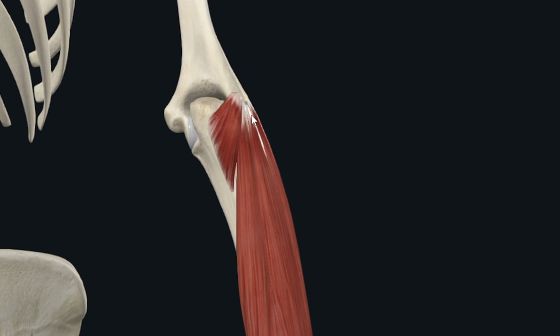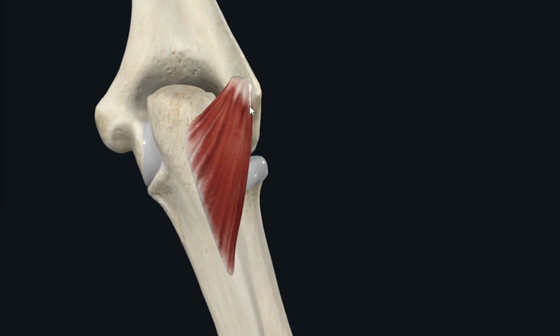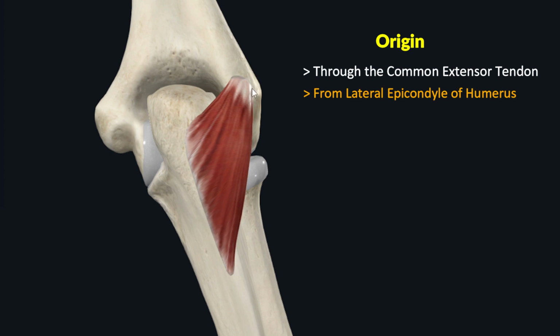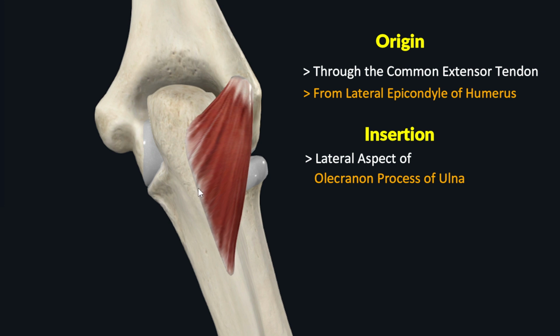And now we will move towards the fifth and the last muscle of the superficial layer of posterior forearm, and that's the anconeus muscle. So this is a very short and simple muscle, and it has got the same origin as the other superficial muscles of posterior forearm, and so it originates through the common extensor tendon from the lateral epicondyle of the humerus. And then after origin, the muscle fibers of this muscle run inferolaterally to insert onto the lateral aspect of olecranon process of ulna, as you can see.